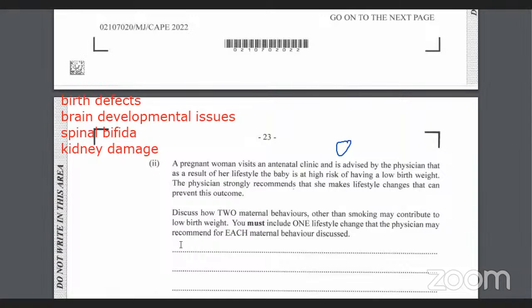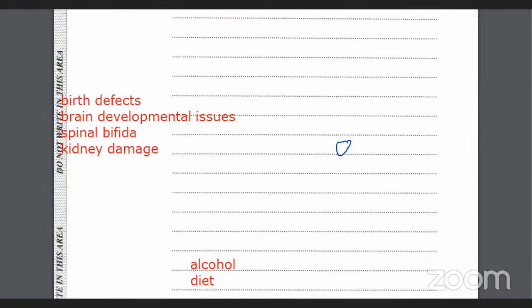We'll talk about alcohol and diet as the physician. All right. So you must include one lifestyle change that the physician may recommend for each maternal behavior. So of course, stop consuming alcohol, and they should have a proper diet. Right? So those are the tools that you will actually discuss.